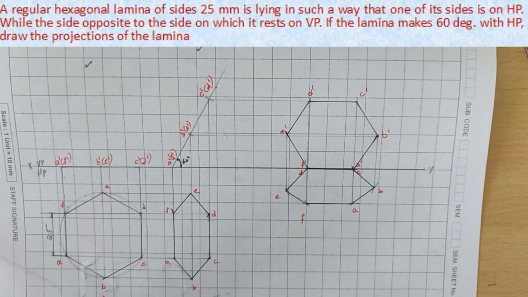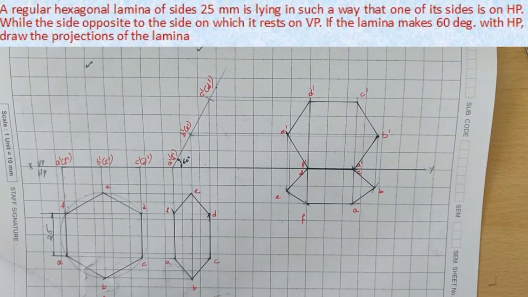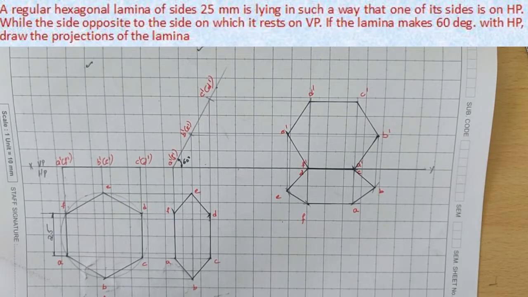I've made sure that whatever data they have given in the particular problem in the question, I have represented all the data here. They have given me only 25 mm and 60 degrees as the data. That is what I've done. Okay, so this is how you're going to draw a hexagonal lamina.